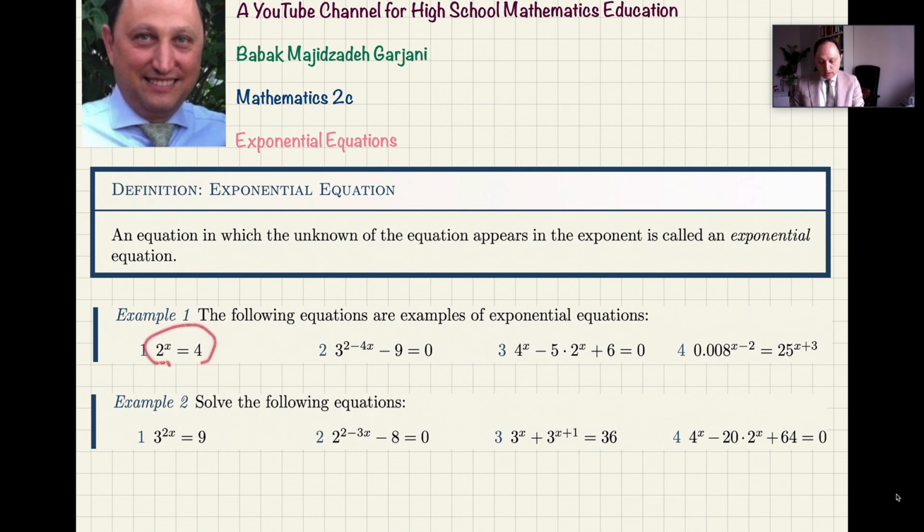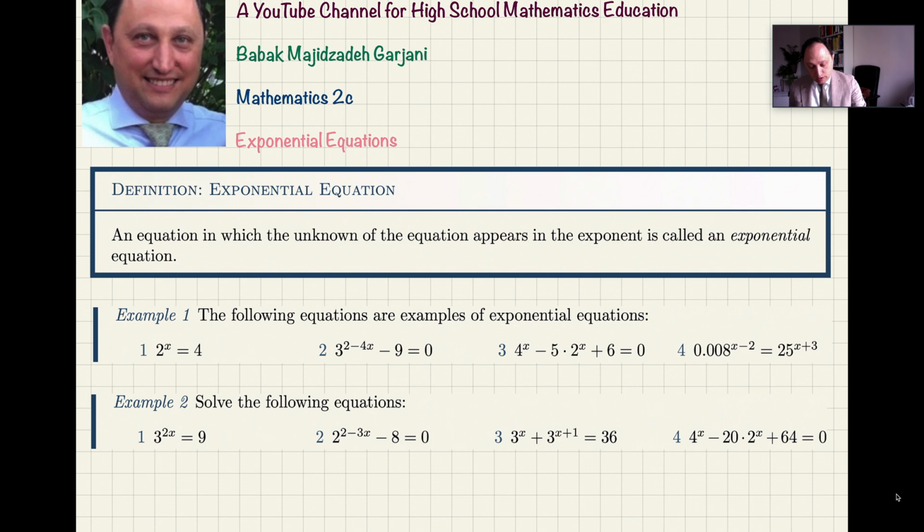Why is this an exponential equation? Because first of all, you see an equality and you see an unknown in your equation, but it appears in the exponent. It's not like 2 times x equals 4. This is not an exponential equation, because the unknown does not appear in the exponent. But here you see it is 2 to the power of x equals 4. And of course, in this case, if I ask you what x is, you can immediately answer: yes, x is equal to 2.